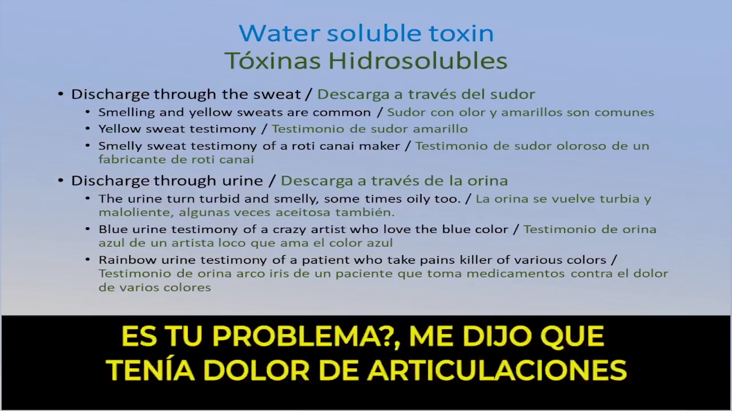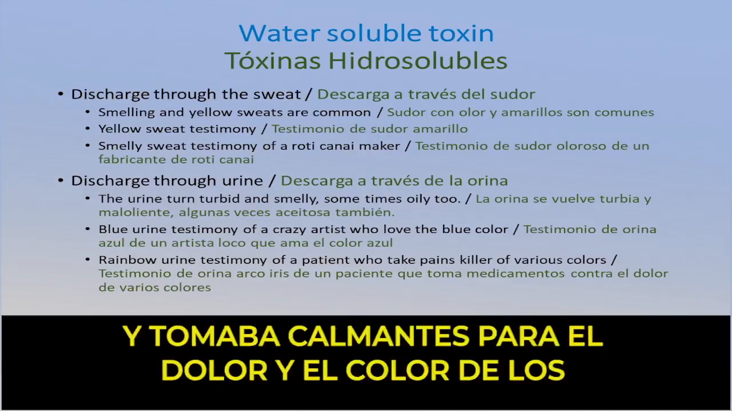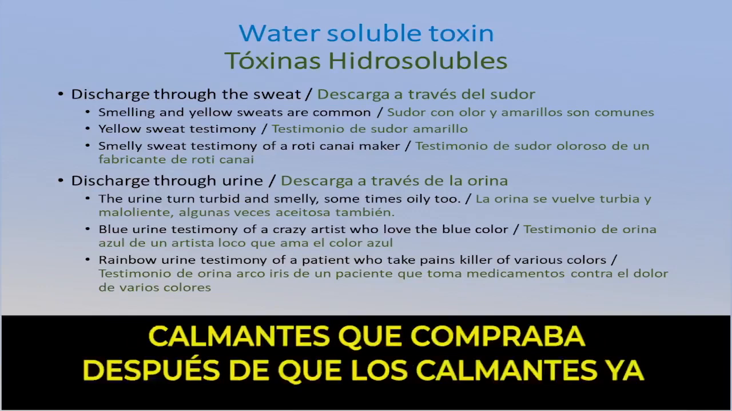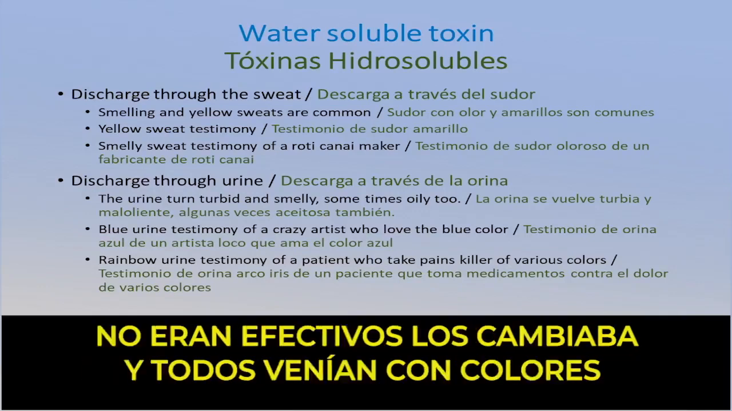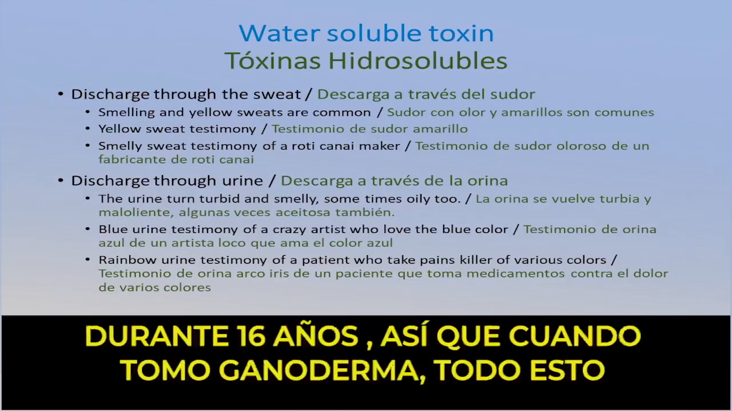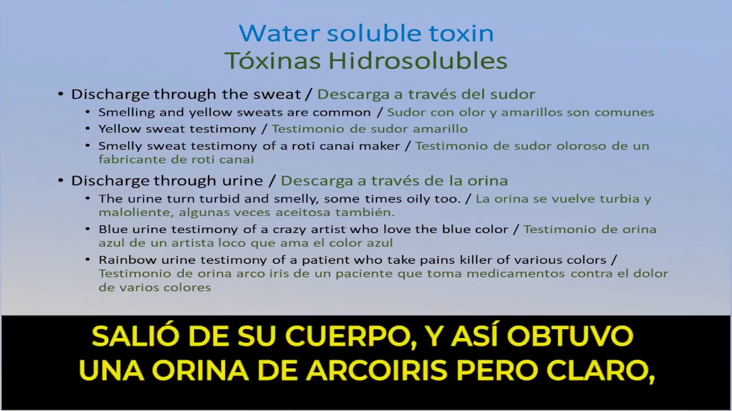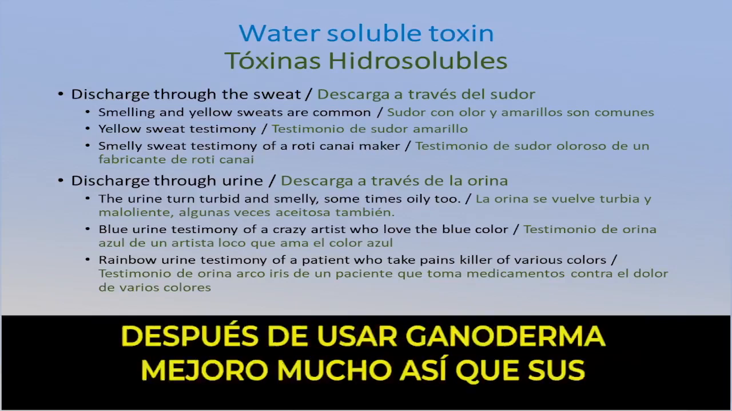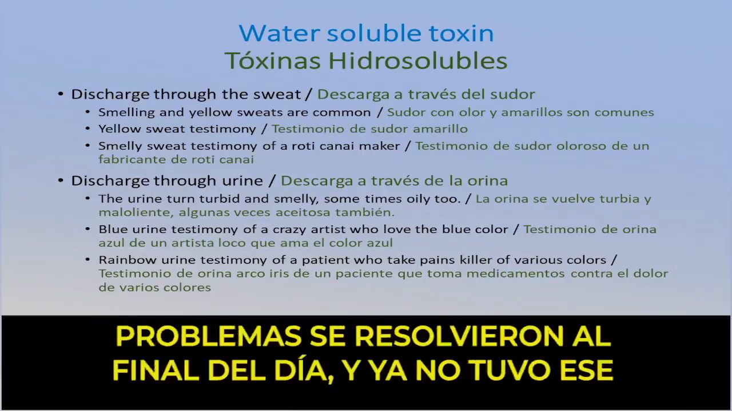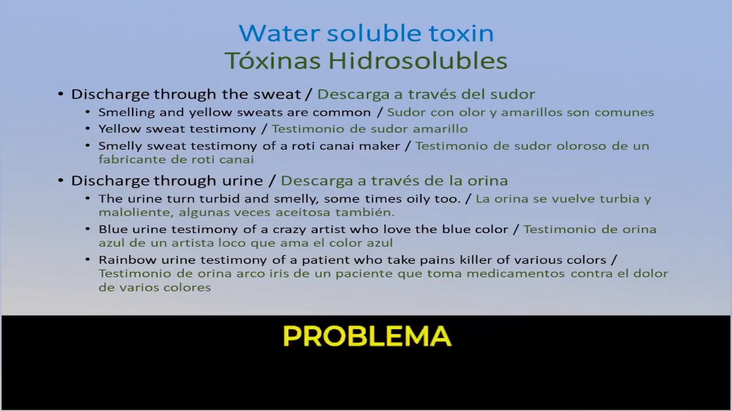So I asked him what the problem was. He said he was having joint pains and taking painkillers, and the color of the painkillers he bought from many pharmacies. After some time the painkiller was no longer effective, he changed and came up with all sorts of colors for the past 16 years. So when he took Ganoderma, all these things discharged from the body. Then he got the rainbow urine. But of course, after taking Ganoderma, he became much better. So his problem is solved. At the end of the day, he doesn't have this problem anymore.